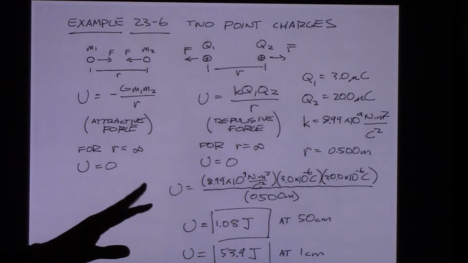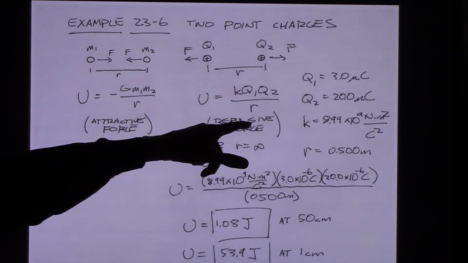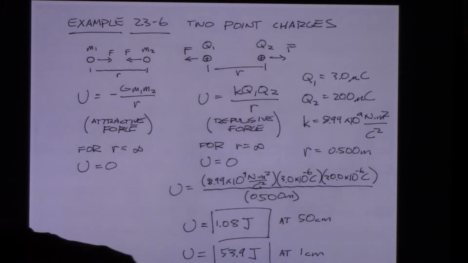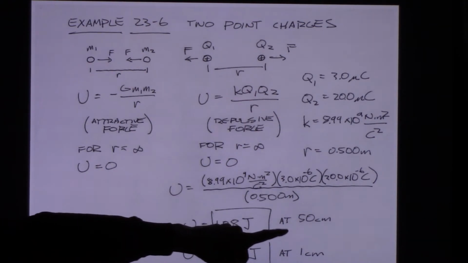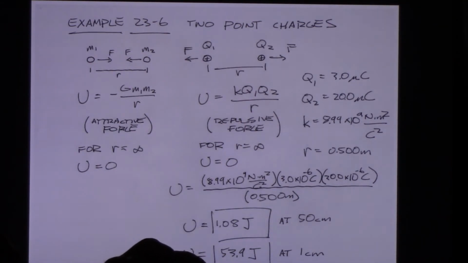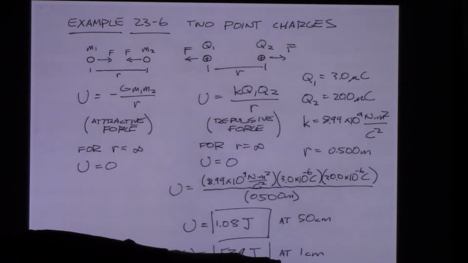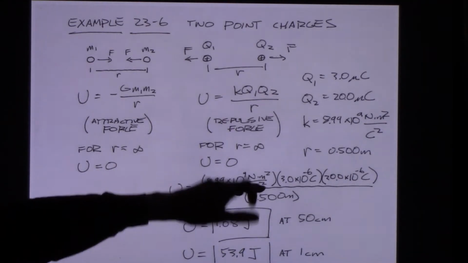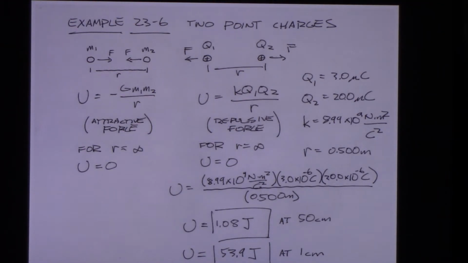So let's see what came of all this. Here's the formula. I plugged everything in. Remember, potentials and potential energies are 1 over r for point charges, not 1 over r squared. And so I put that value in. I ended up with 1.08 joules when I've brought them 50 centimeters from each other. And then by the time they get to 1 centimeter, they have 50 times more potential energy. See how the potential energy behaves like 1 over r? If I bring them 50 times closer, there's 50 times as much energy being stored.